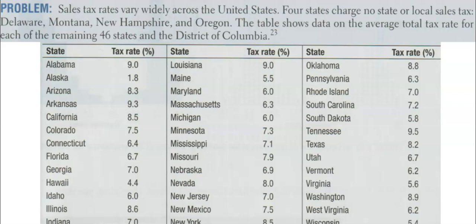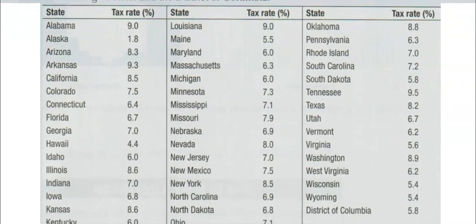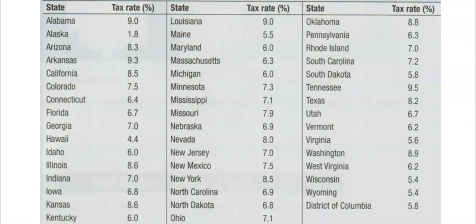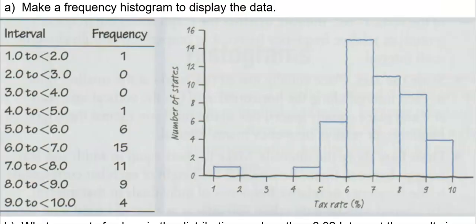The table shows data on the average total tax rate for each of the remaining 46 states and the District of Columbia. Right here, they labeled our states. They gave us all the states plus the District of Columbia, and they told us the tax rate. They put the states in alphabetical order, and then the District of Columbia last. So our job is to organize this data.